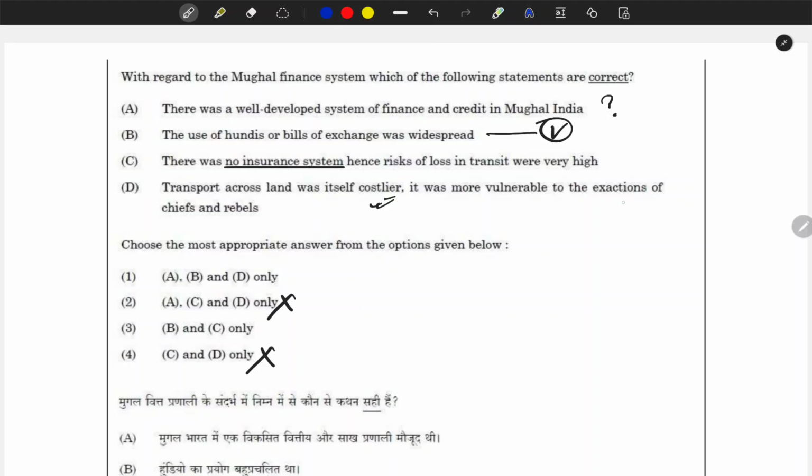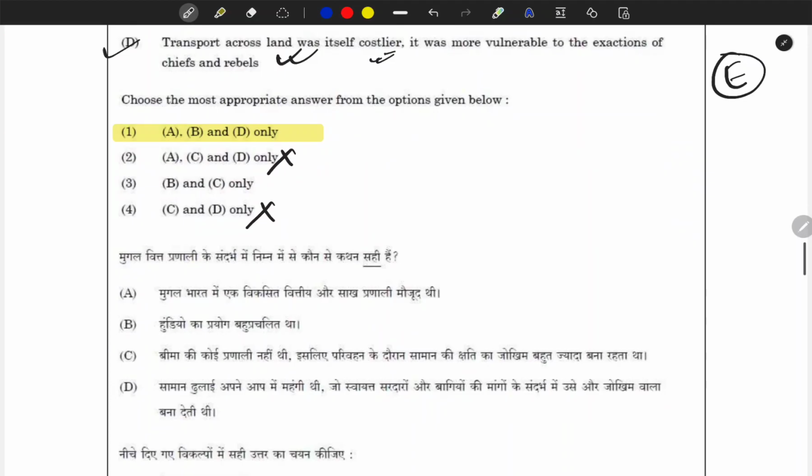It was more vulnerable to exaction by chiefs and rebels. Maybe because sometimes some of the chiefs will rebel, and some of the chiefs will loot your things, and it has a lot to do with the transport from one boundary to another. You have to understand this. So technically this statement is also correct. So you have to have an option which has both B and D, and we have only one such option. So this was an easy question, all based on understanding and elimination.